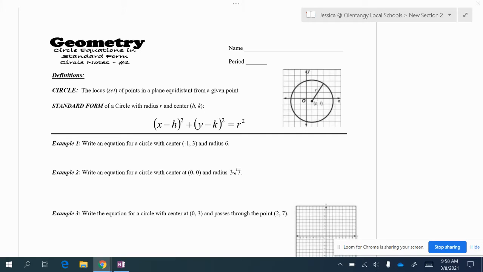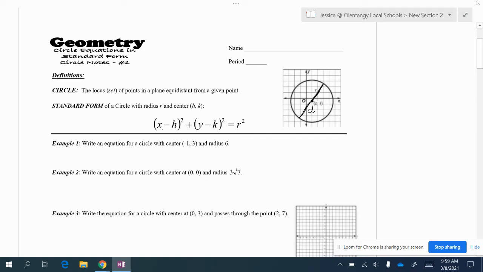10.1 circle equations in standard form. So a definition here, a circle is the locus or set of points in a plane equidistant from a given point. So that would be if you have a radius or a center here, if you have the center, we name it as (h, k). And then from the center to any point along the circle would be the length of the radius. And then if you would put a line through the center straight across, that would be the diameter.